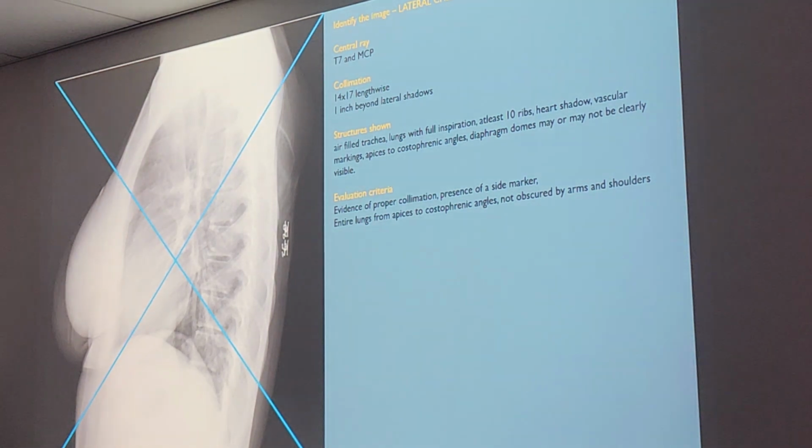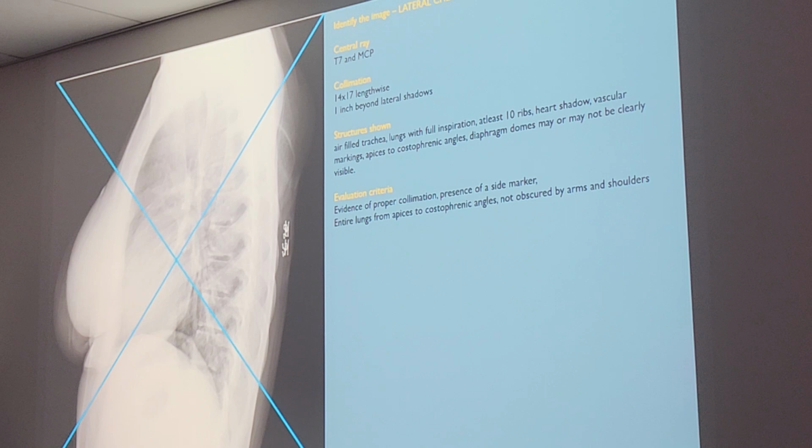Alright, we should see at least 10 ribs, even though it may be faint on the lateral. We should see the heart shadow. And then you can even see some of the aorta structures, not on this screen, but on the TV, you should be able to see it. Criteria is the same: marker, collimation, you should see apices to costophrenic angles, and the lungs should not be obscured by the arms and the shoulders, meaning the arm was properly lifted out of the way.